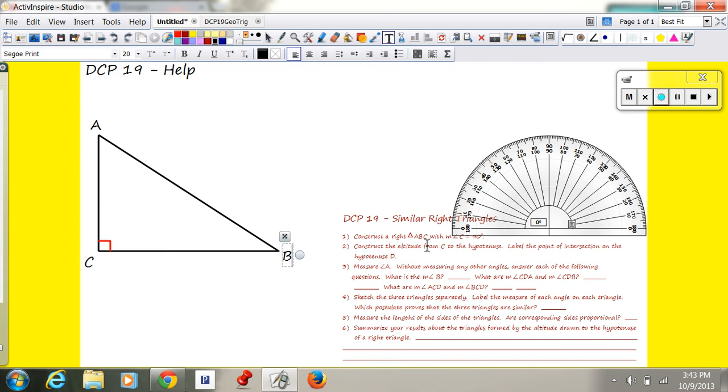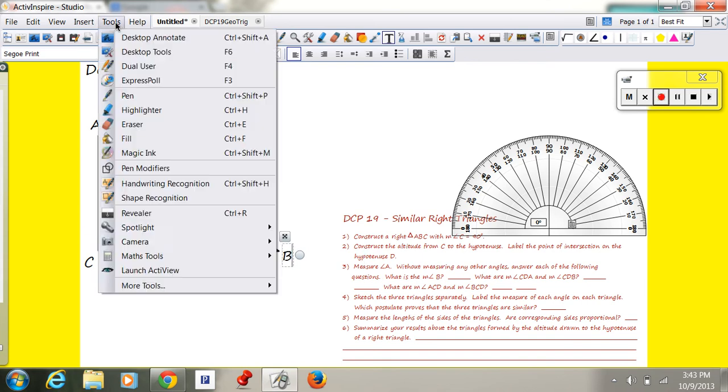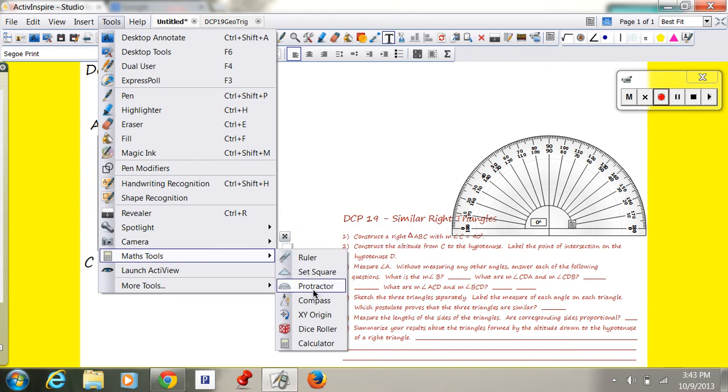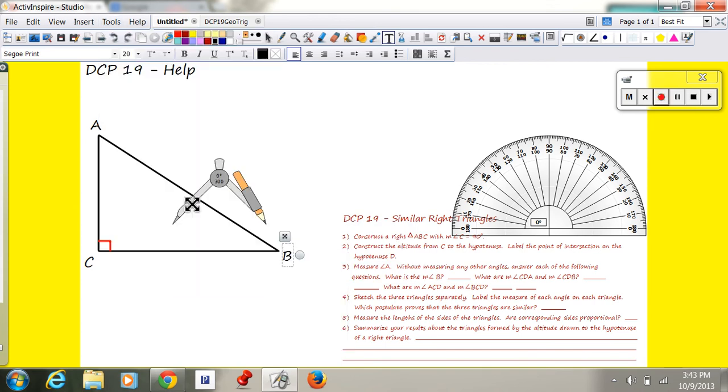That was step 1. Step 2 was to construct the altitude. That's where you actually need your compass. So you get your compass setting. You put your compass on C, and you open it up so it's a little bit past the hypotenuse. That way, when you do your smiley face, because that's what you do to make a perpendicular, it'll touch your hypotenuse in 2 places.